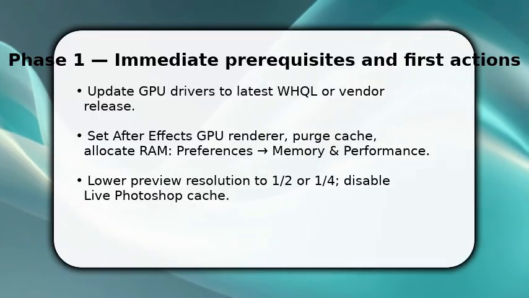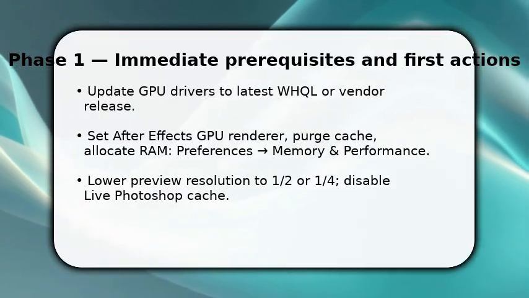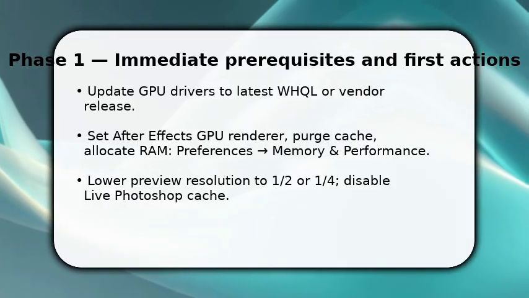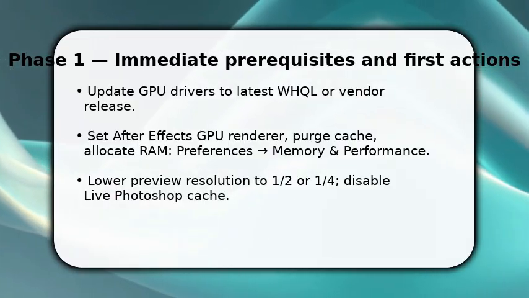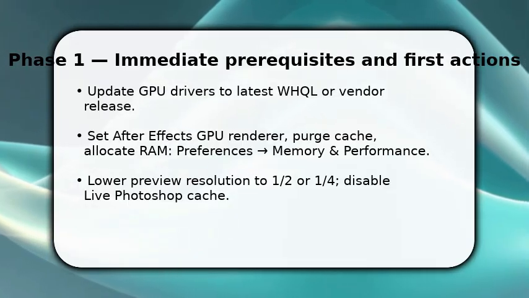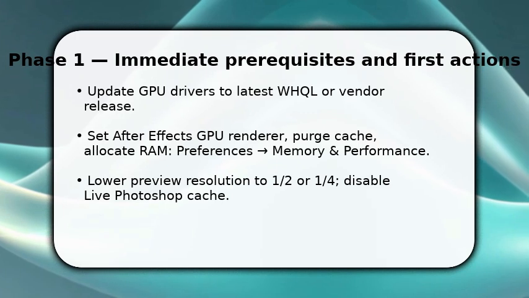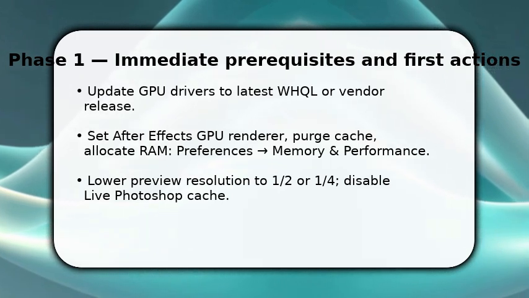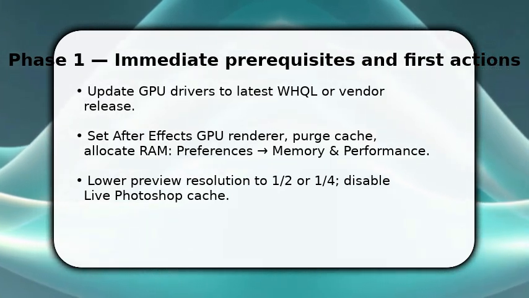Purge all caches and lower the composition preview to 1/2 or 1/4. That immediately reduces RAM demand. Make sure GPU-accelerated effects are temporarily disabled for testing. This isolates whether a specific effect is the culprit and lets you continue working while you investigate.